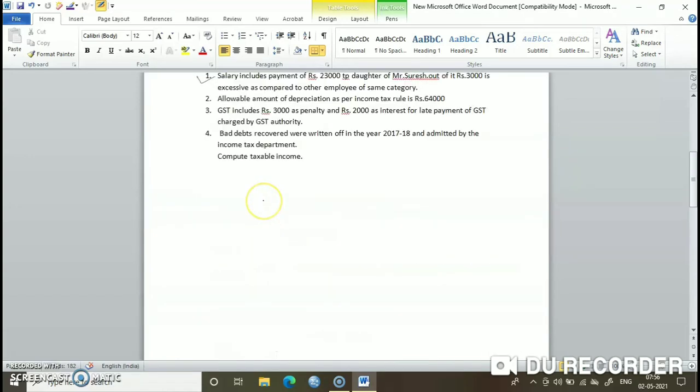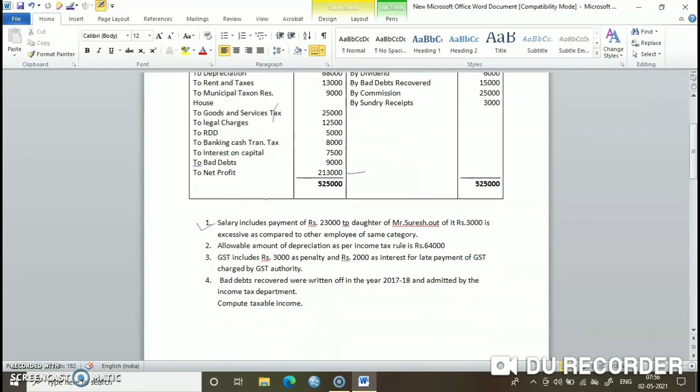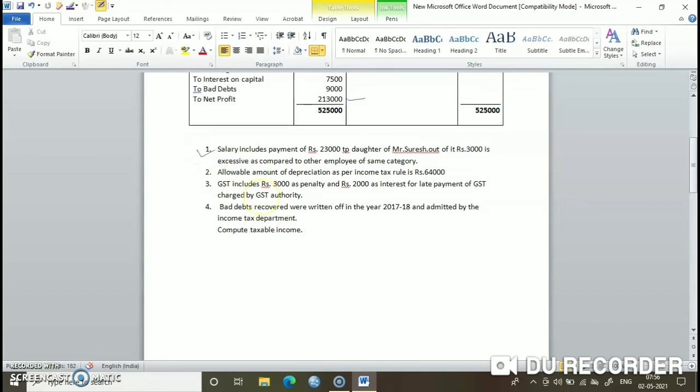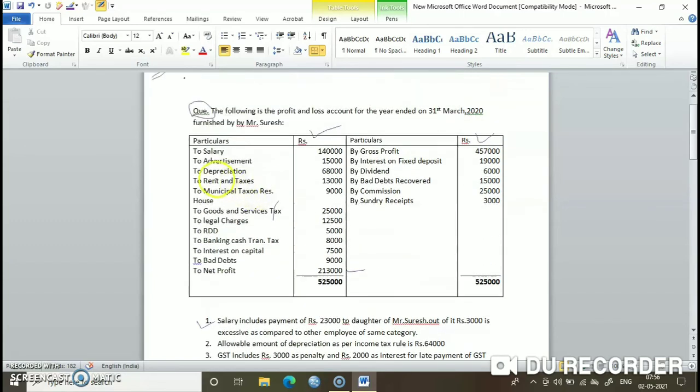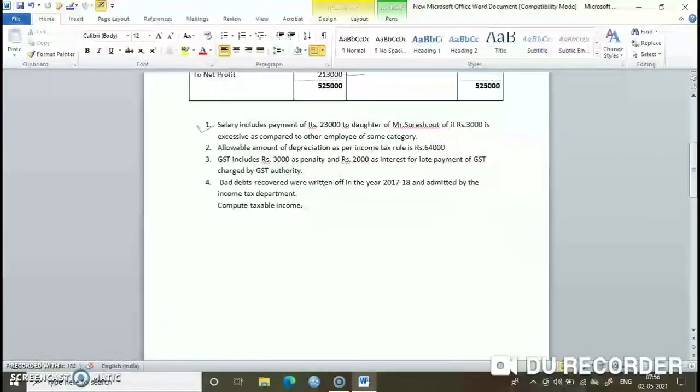Next expenditure which is expressly debited to profit and loss account, that is advertisement. Advertisement is a business expenditure. It is allowable and there is no adjustment, so we are not going to consider it. Depreciation is 68,000. So depreciation is also an allowable expenditure subject to certain limit.